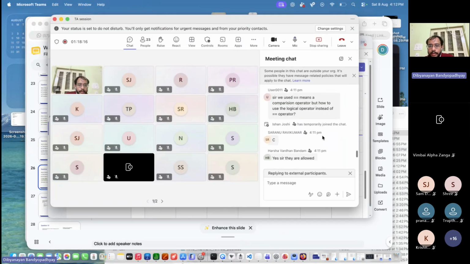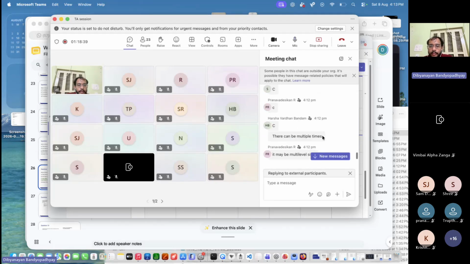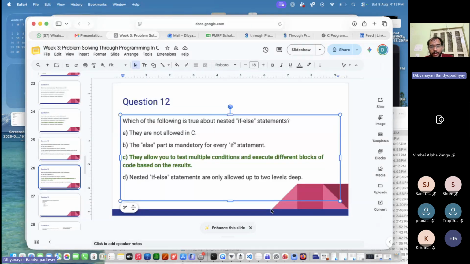Somebody has a question actually. We used equal to, the comparison operator, but how to use a logical operator instead of the equal to operator? For a logical operator you have to use and or actually, so it will do bitwise operation. Okay, I'll show it later. There can be multiple levels, yes, correct. So there can be multiple if else statements also.